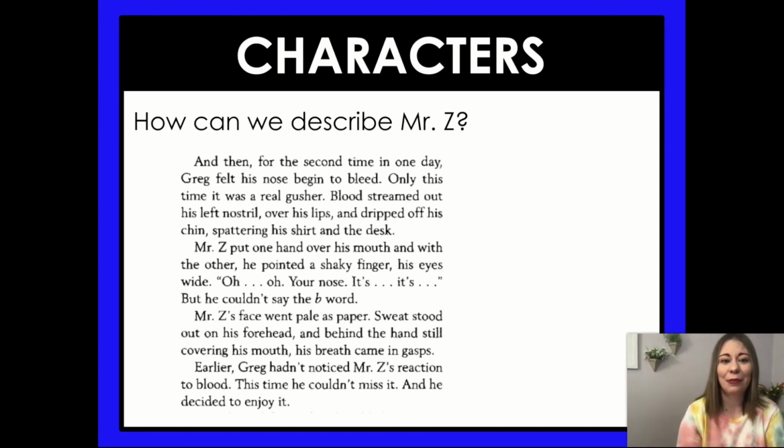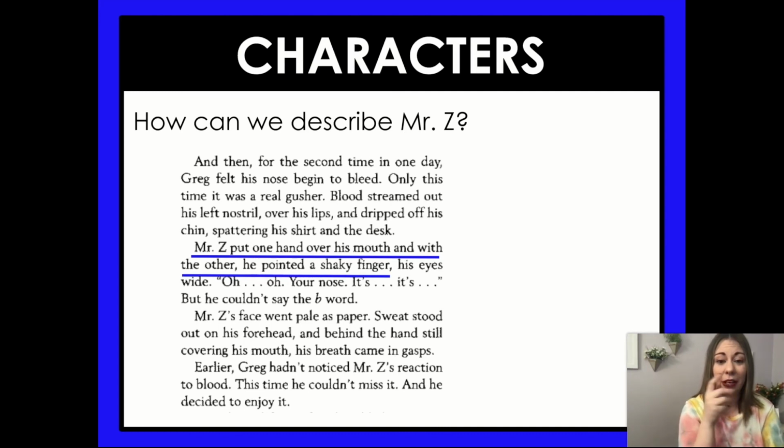And then let's see what else we can say. And then remember, Greg's nose starts bleeding. And what happened to Mr. Z? Put his hand over his mouth and has a shaky finger, right? He's starting to shake. His breath comes in gasps. What's happening to Mr. Z, right? He doesn't like blood. He's super afraid of blood. And so he ends up having to lay on the floor. And so we can say Mr. Z, he really loves math. He's very calm, but he hates blood.